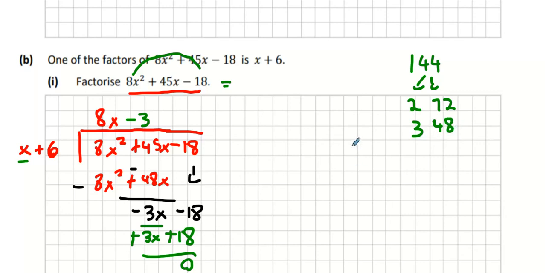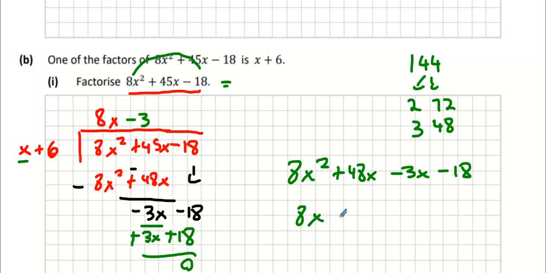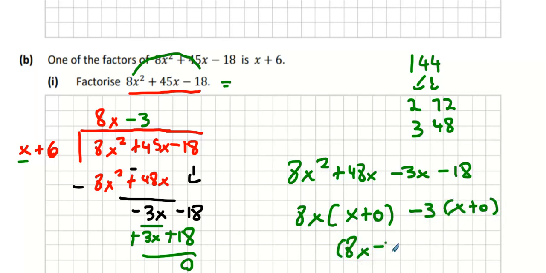3 and 48. Awesome. So we do 8x squared plus 48x minus 3x minus 18. Then we can say, look, take out 8x, so we get 8x into x plus 6 minus 3 into x plus 6. And then you're going to get 8x minus 3, x plus 6. Same answer either way. Okay, it's all good.